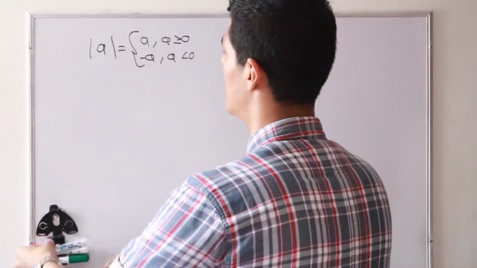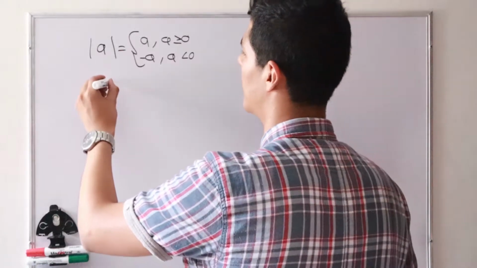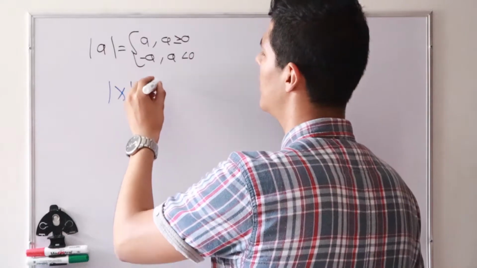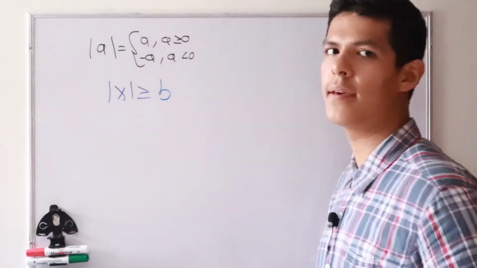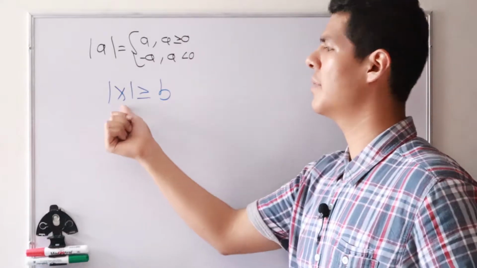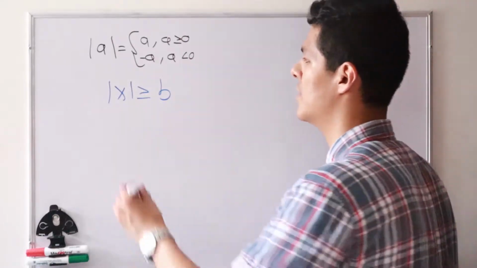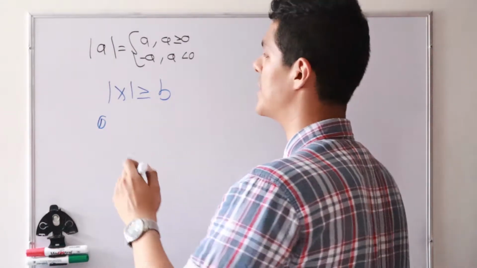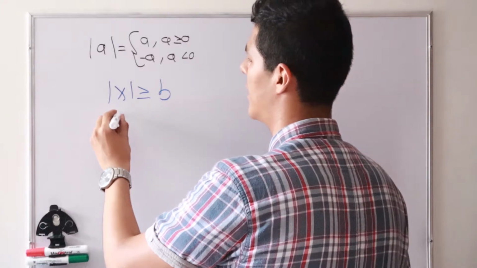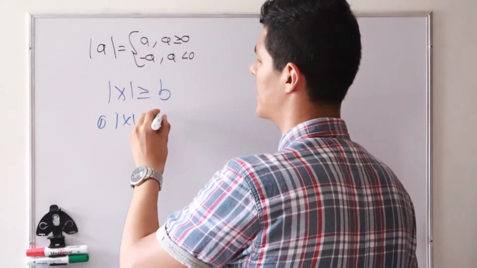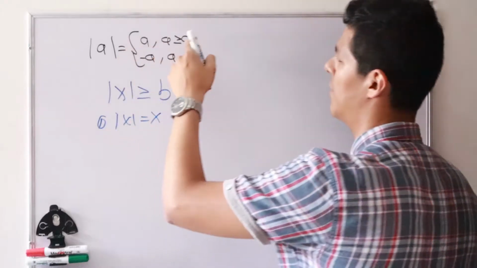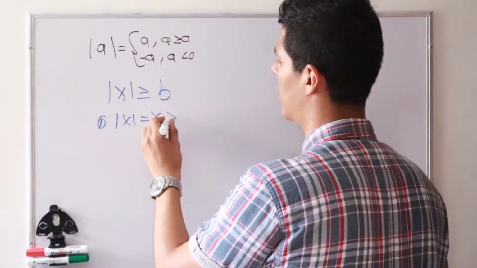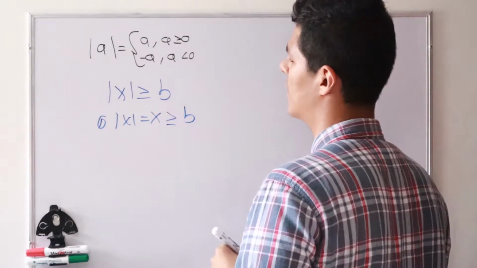So for example, if we have that the absolute value of X is greater or equal to a certain number B, what are the possibilities for X? From the definition of the absolute value, we have two cases. For example, when the absolute value of X equals X, if X is greater or equal to 0, we have that X is greater or equal to B.